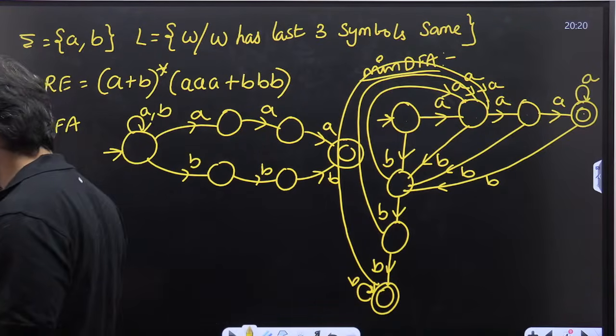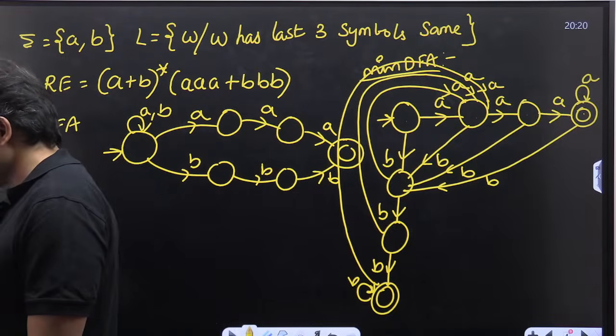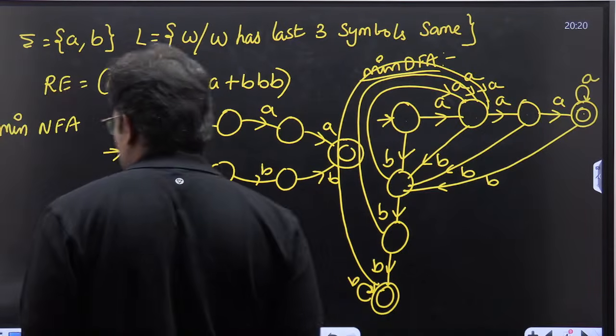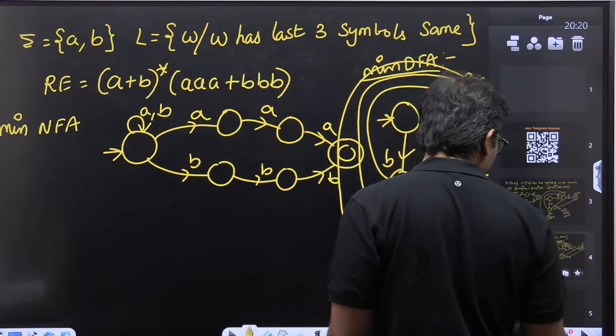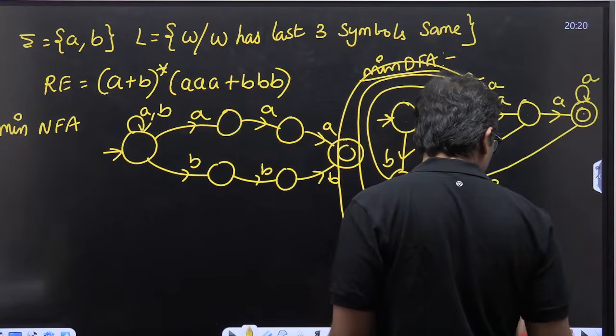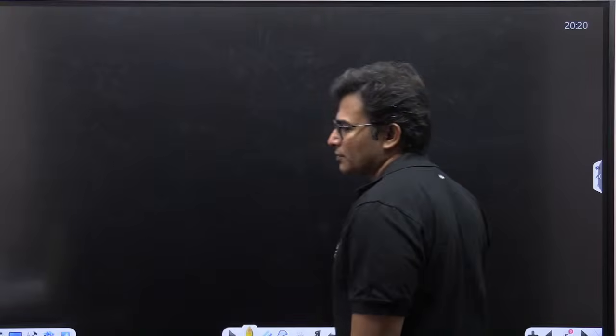So once you do one model, then the other models will become very simple, right? Now I'll give you one more question. Try to answer that, okay?